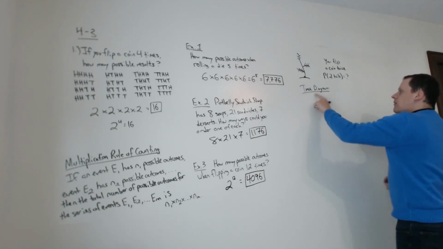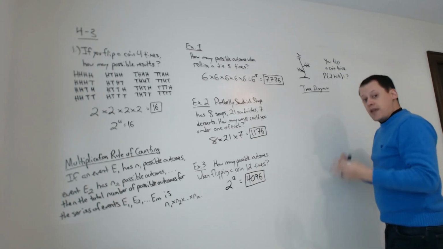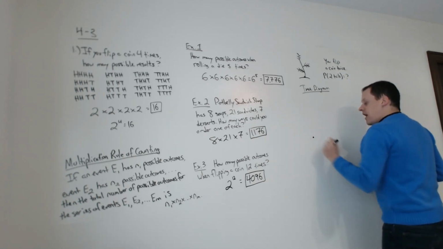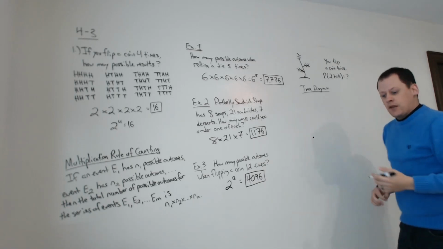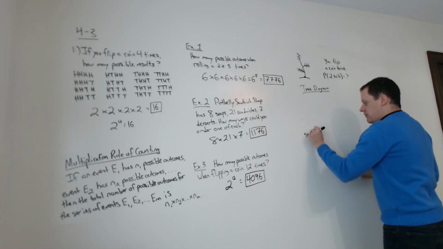So, for a tree diagram, for a problem like this, I would recommend making the diagram. It always starts at a single point. You can even label that point start if you want.